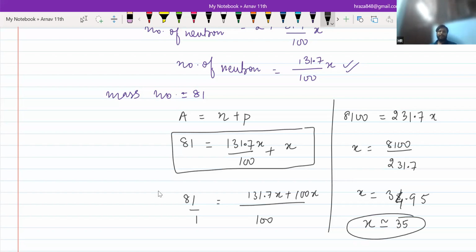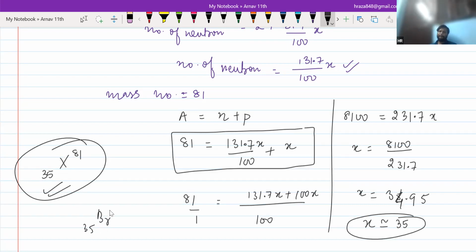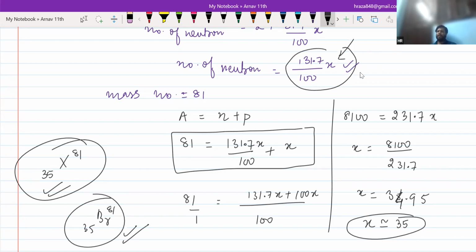That means for any element, proton is equal to atomic number, and mass number is 81. And you know, with atomic number 35, it is bromine. Are you getting my point? And you can easily calculate the number of neutrons now. You just need to put the value of x here and you can calculate it easily.